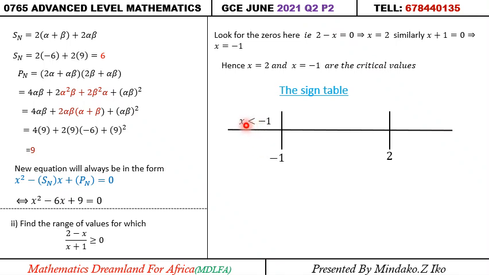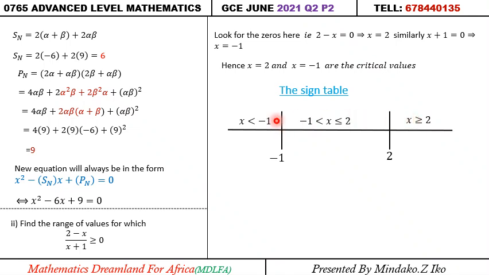So if I take -2, I put it here. I have 2 minus -2, which is 4, which is positive, divided by, I'll put -2 here, so it will be -2 plus 1. -2 plus 1 is -1, and therefore positive divided by negative is negative, and therefore this region here will just be negative.